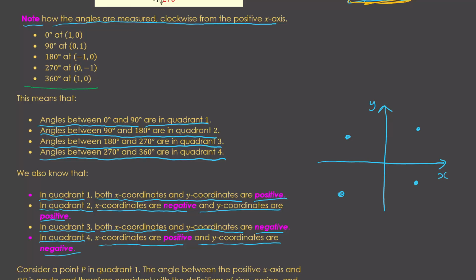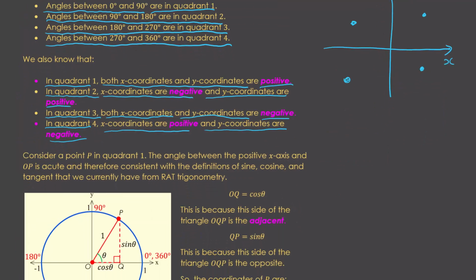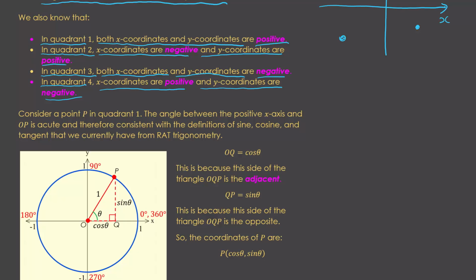Now this is stuff that you've known for years, but it's going to become important now in regard to the sine, cosine, and tangent of angles. Consider a point P in quadrant 1. The angle between the positive x-axis and OP is acute and therefore consistent with the definitions of sine, cosine, and tangent that we currently have from right-angled trigonometry.